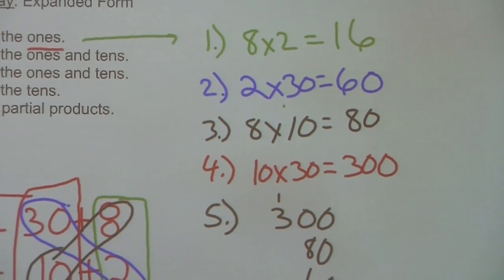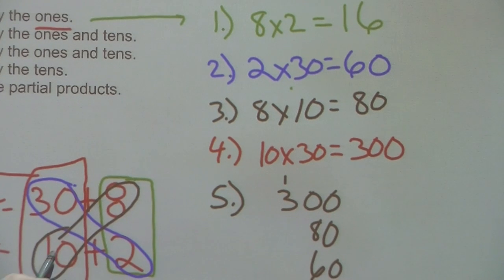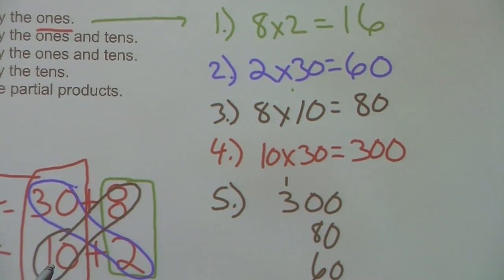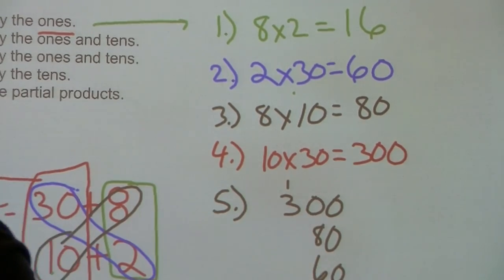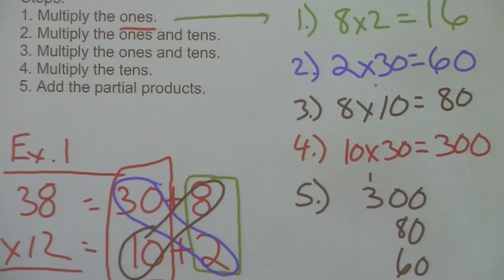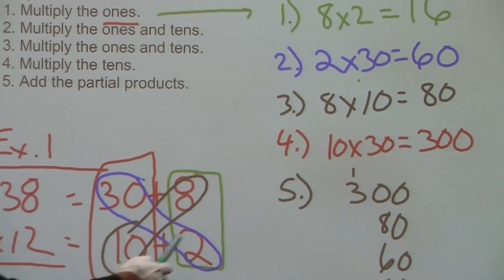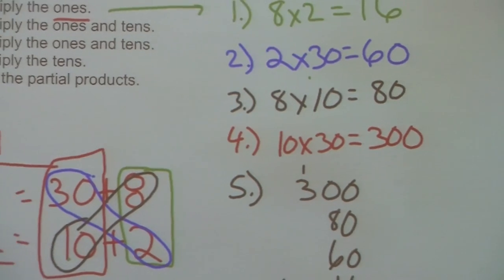Step 3 says to multiply the ones and the tens. Well, I got another 1 and I got another 10. So now I'm going to multiply 8 times 10. 8 times 10 gives us 80. Okay, step 4 says to multiply the tens. What two numbers are tens? The 30 and the 10. So for number 4 here we put 10 times 30, which gives us 300.